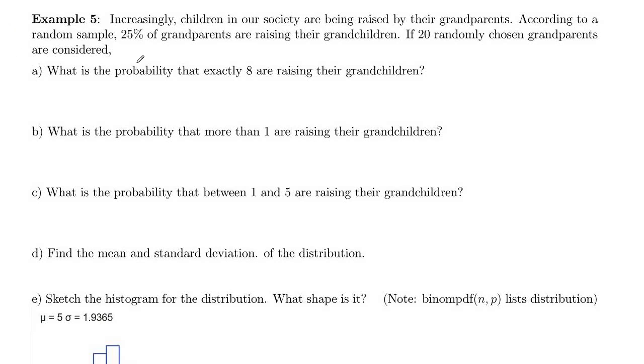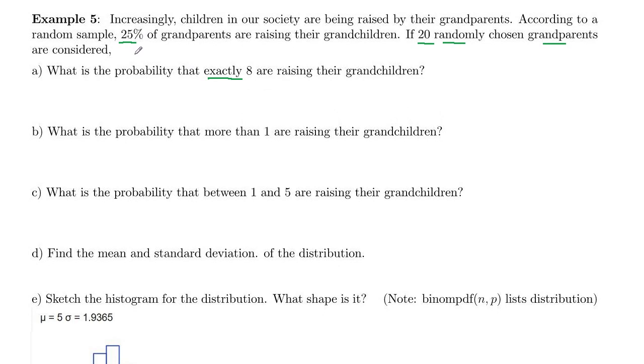In example 5, we have a sociology application of the binomial probability. Increasingly, children in our society are being raised by their grandparents. According to a random sample, 25% of grandparents were raising their grandchildren. We take 20 randomly chosen grandparents, and we want to know the probability that exactly 8 are raising their grandchildren. So this is binomial probability.